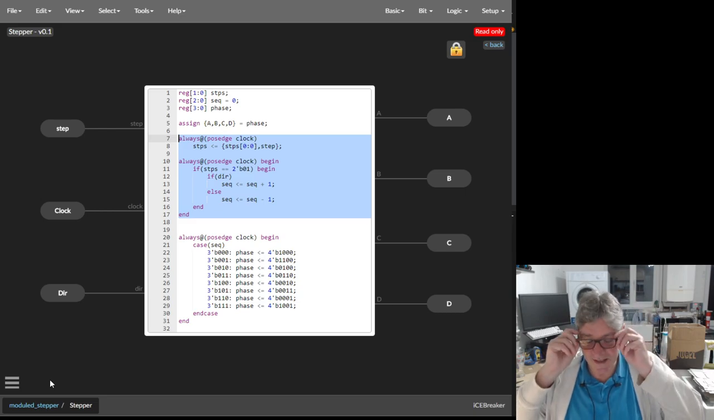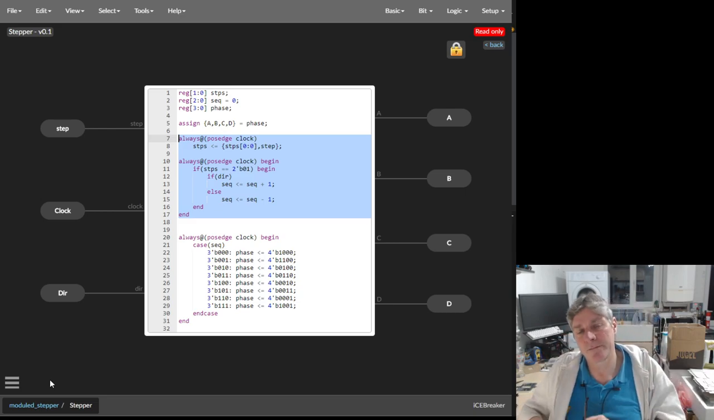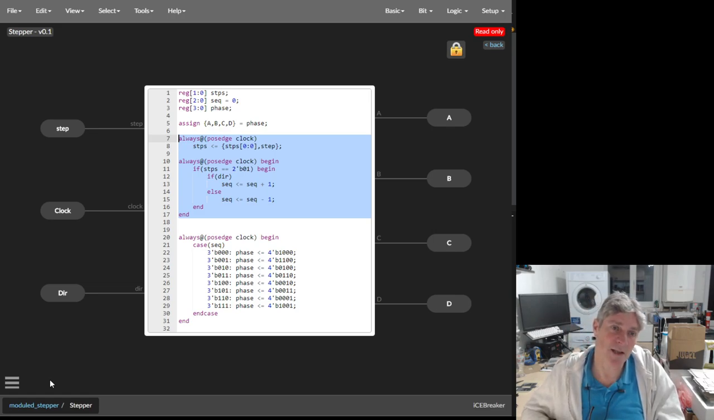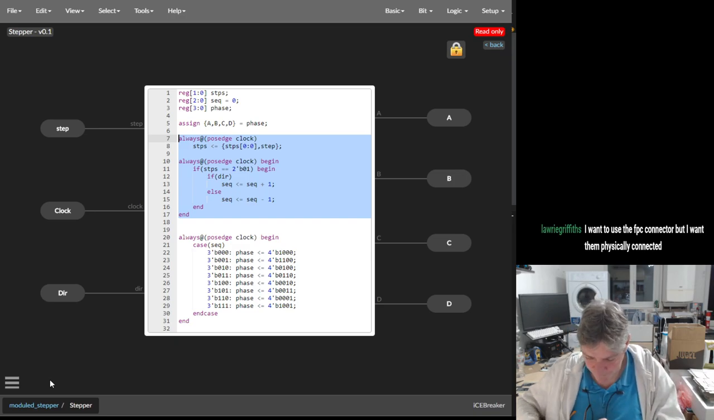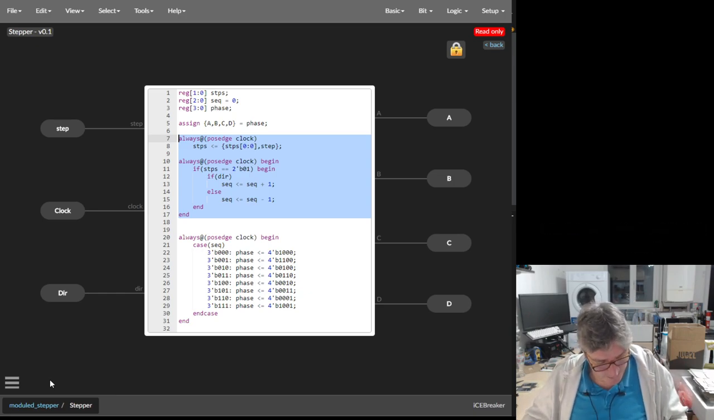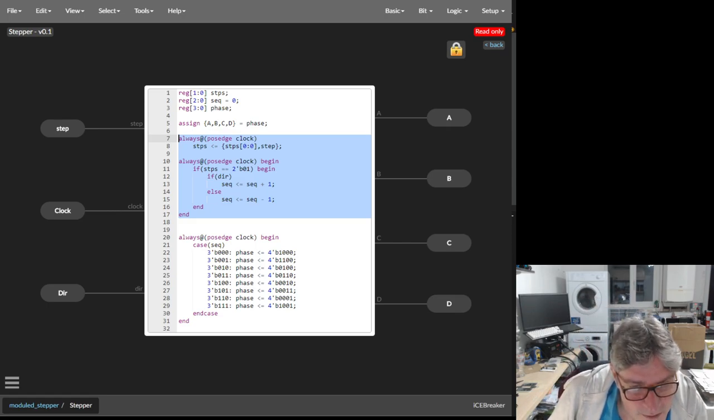I don't know how you're physically thinking of connecting the cameras. It's going to vary tremendously on what you're doing. Using a camera on a robot is very different from making a camera, if you like. You're going to place things like that very differently. I want to use the FPC connector, but want them physically connected.